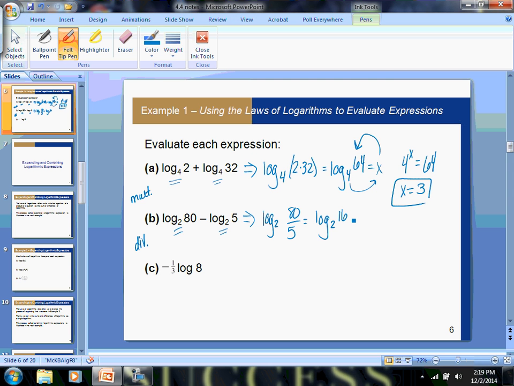And now I have one logarithmic expression that I can evaluate. So set it equal to something, do the little circle method to rewrite it. 2 to the x equals 16. So you think, okay, 2 to what power is 16? Well, that's 4.